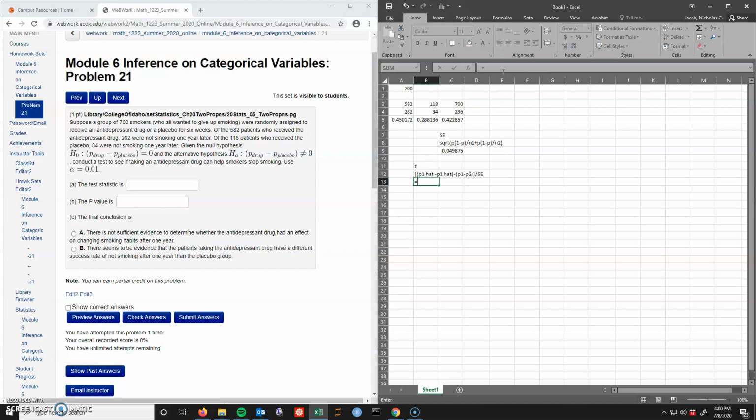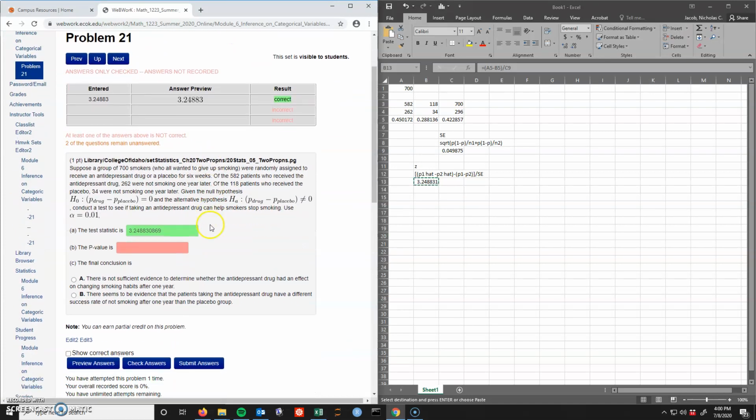Let me go ahead and do that real fast here. It's actually pretty simple. It's going to be this one minus this one, and then the other part was 0, and so divide by that standard error that we computed. There we go. Let's go ahead and check that. Hey, we got it right. Great. One more thing I need to do here is convert that into a p-value.